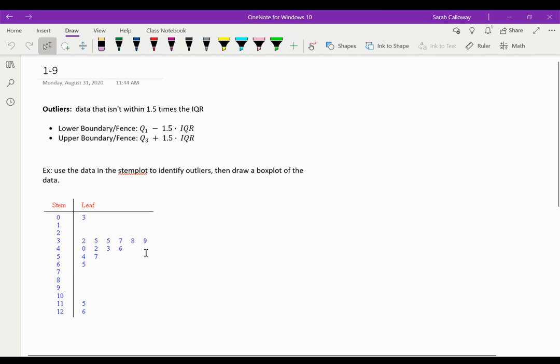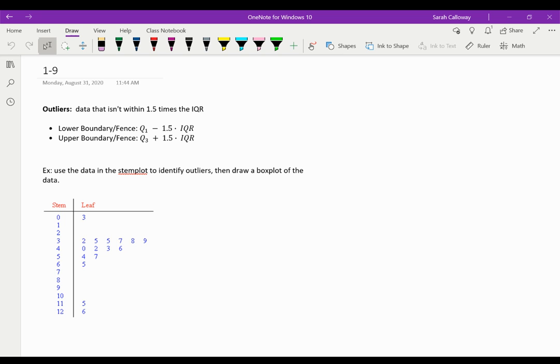Okay, so in this video, we're going to talk about section 1.9, which is boxplots and outliers. In this, we learn the outlier rule. Even though data might look spread out and it might look like something's an outlier, the way that we can test it is using the 1.5 times IQR rule.